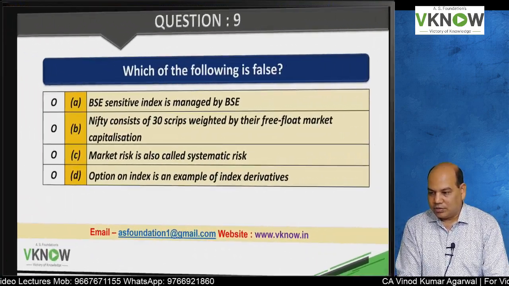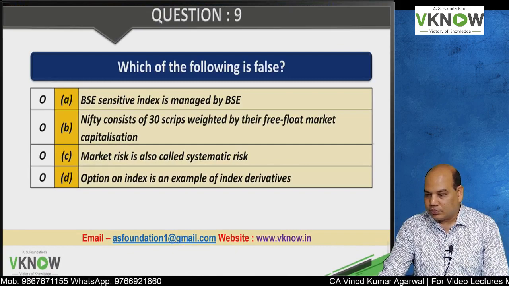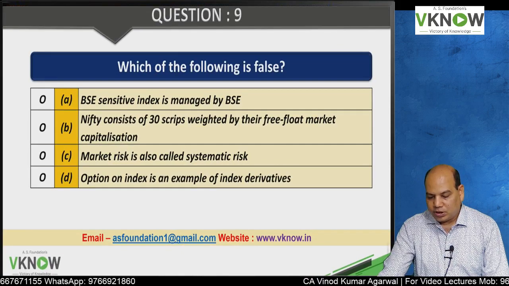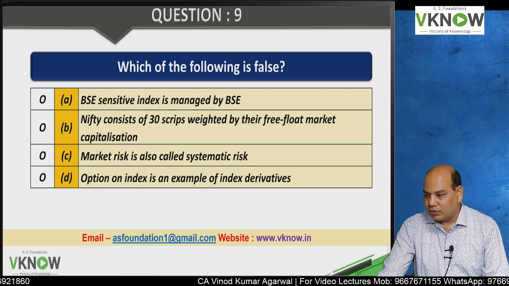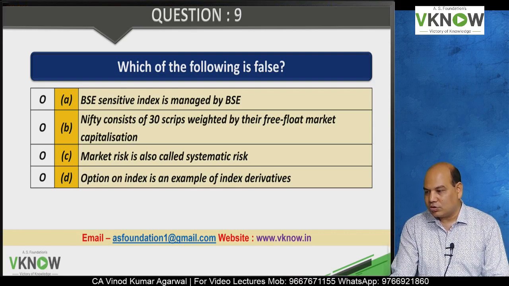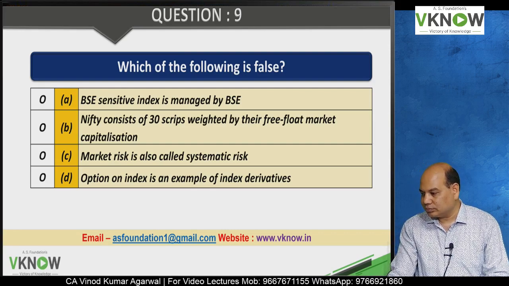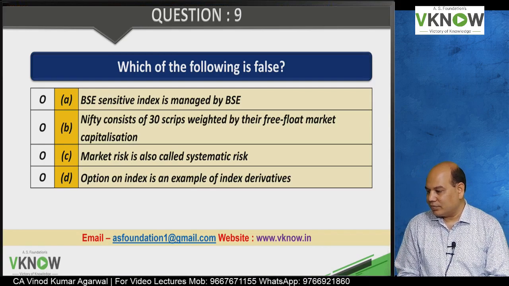Now read question number 9. Which of the following is false? BSE sensitive index is managed by BSE. Nifty consists of 30 scripts weighted by their free float market capitalization. Market risk is also called systematic risk. Option on index is an example of index derivative.